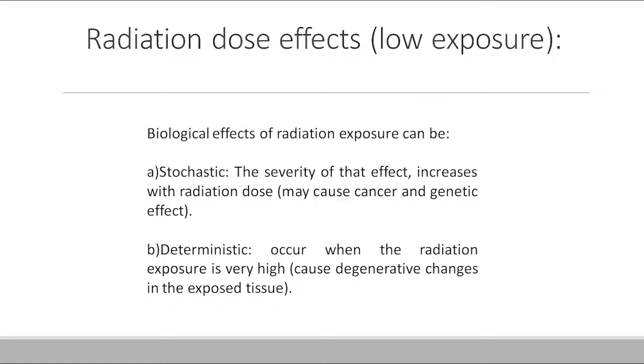Radiation dose effects, low exposure. Biological effects of radiation exposure can be stochastic and deterministic. Stochastic: the severity of that effect increases with radiation dose, may cause cancer and genetic effect. Deterministic: occur when the radiation exposure is very high, cause degenerative changes in the exposed tissue.